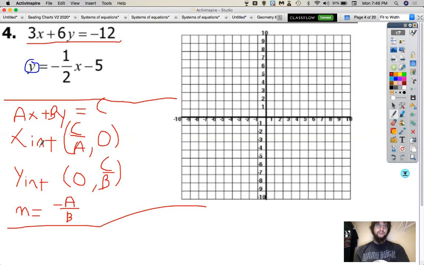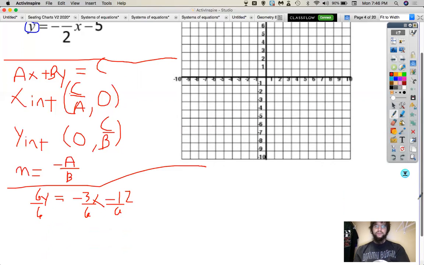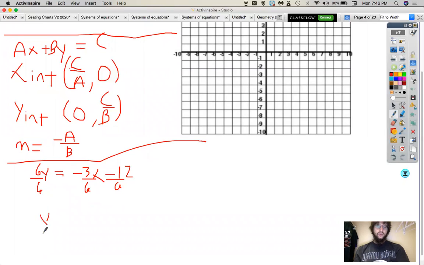So I'm going to subtract 3x from both sides. So 6y equals negative 3x minus 12. Put your x's before your constants. Divide through by 6. Y equals negative 3 over 6. Use your calculator. That's negative a half x minus 2. So there we go. Now it's in slope-intercept form.